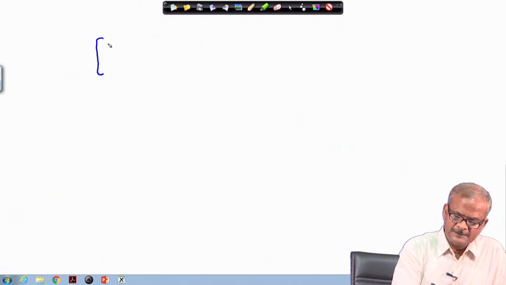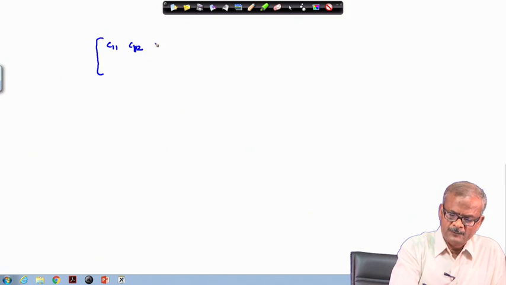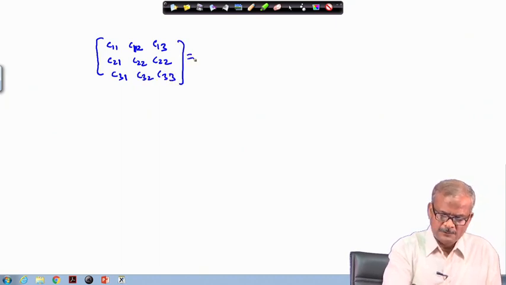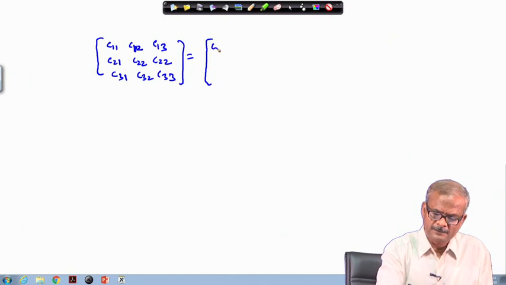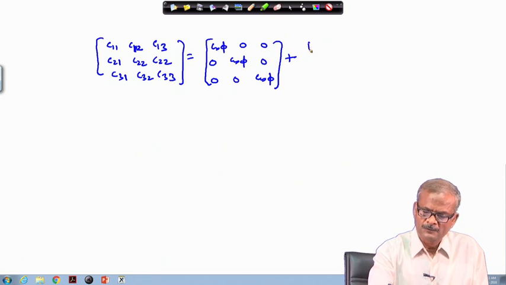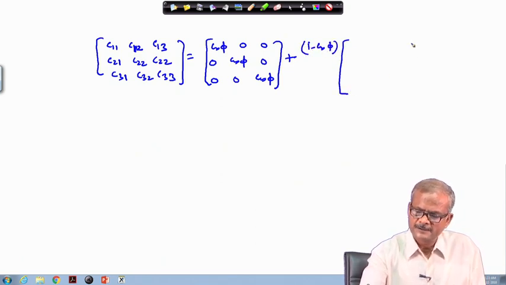So, on the left hand side, if we write C as C 11, C 12, C 13, and on the right hand side, then we will have here cos phi, cos phi, cos phi. We are expanding all the terms. This is the first term, and then plus 1 minus cos phi times A tilde transpose.